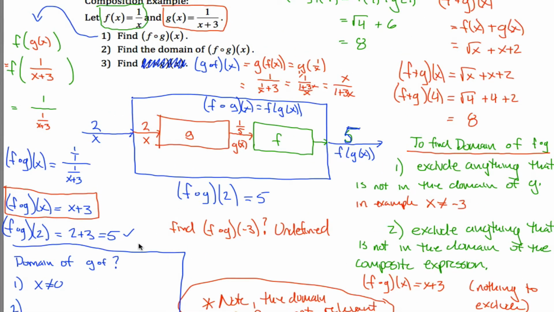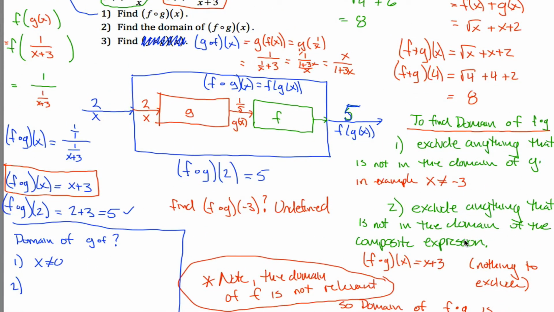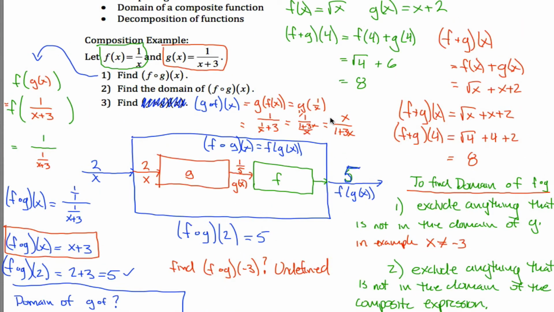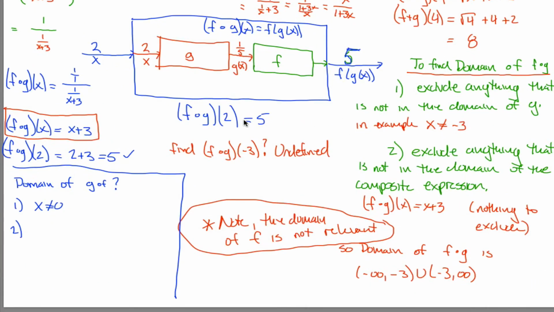And then what I have to do is exclude anything that is not in the domain of the composite expression. Well, fortunately, I already did all this work to get the composite expression right here. The composite expression is x divided by 1 plus 3x. So I've got to figure out what numbers are not in the domain of the composite expression. Well, what numbers would make me divide by 0 here? I divide by 0 if 1 plus 3x were equal to 0. In other words, if 3x were equal to negative 1. In other words, if x were equal to negative 1/3. So from my second step, I decide to exclude negative 1/3.